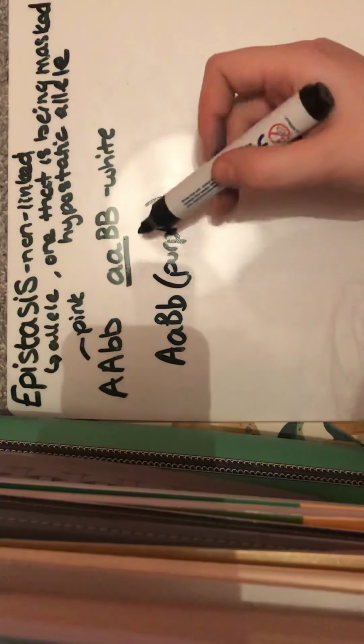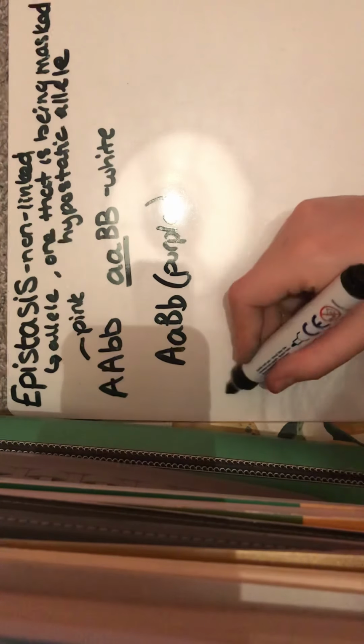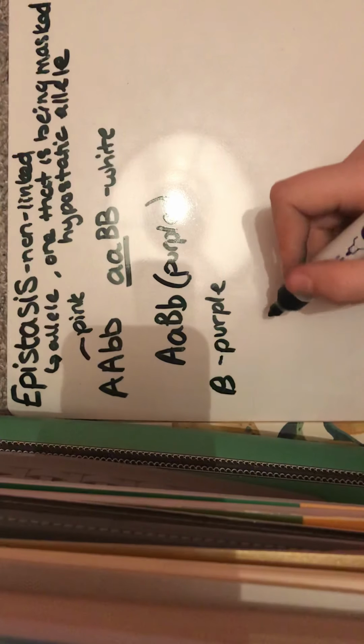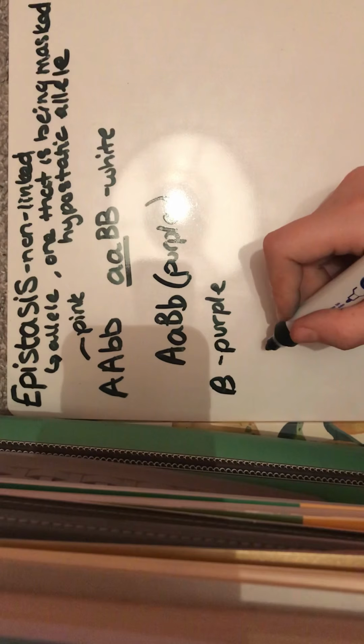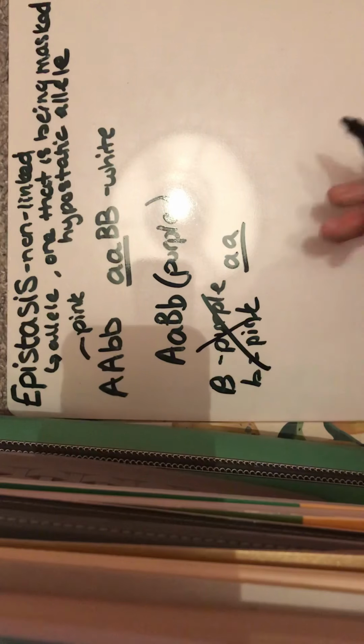So the homozygous lowercase a is epistatic to both of the B alleles. So when there is a homozygous recessive a, then this will prevent any colour being expressed. So neither the B for purple nor the b for pink can be expressed if there is homozygous recessive a, then it would be white.